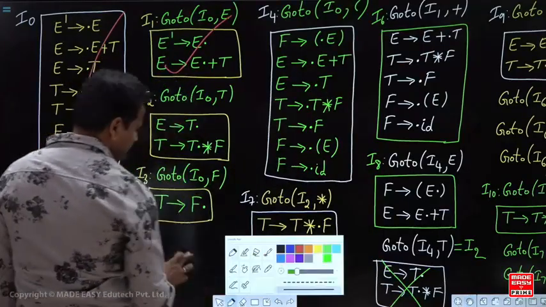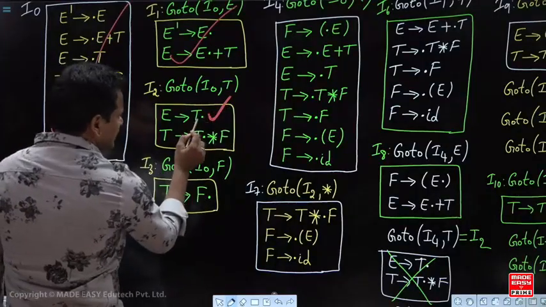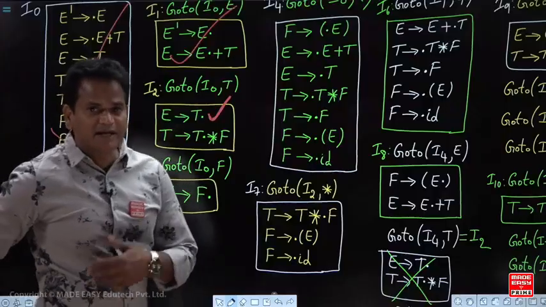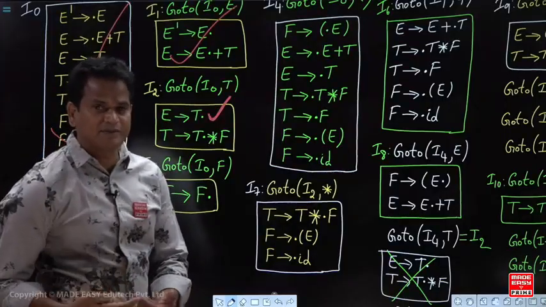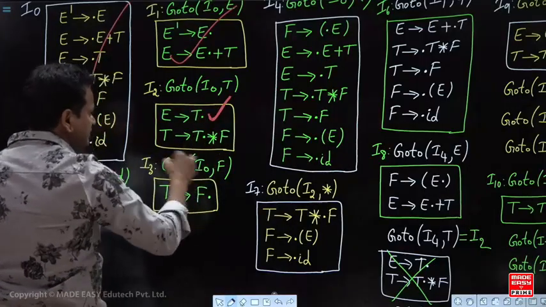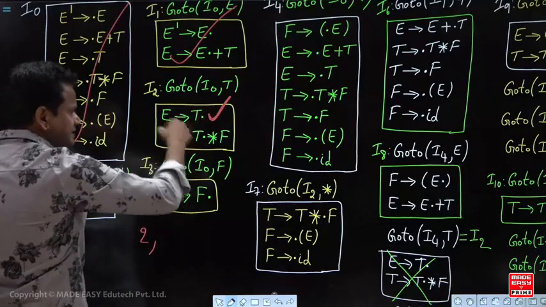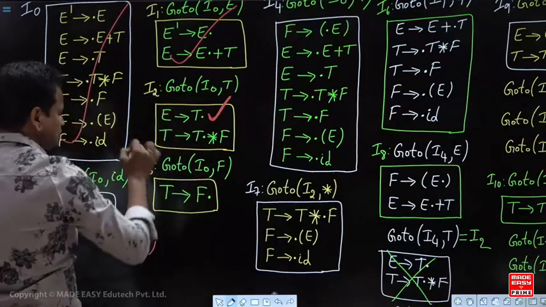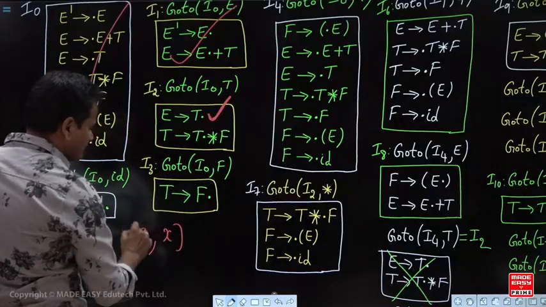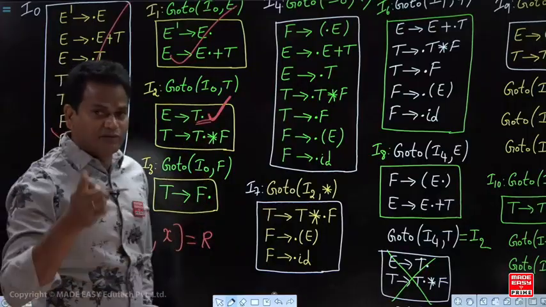I2, every one of you, look at this one. This is I2, the first one. Have you observed here? The dot has reached the end. Whenever the dot reaches the end, what will come? Reduce comes. And this production is in which state? This state. And what is the name of the state? I2. I repeat, this is the final item, and the name of the state is I2. So second row, xth column. Whenever the dot reaches the end, we must write the reduce.